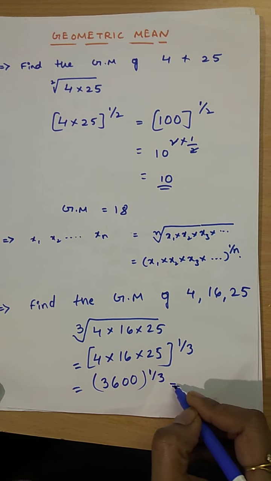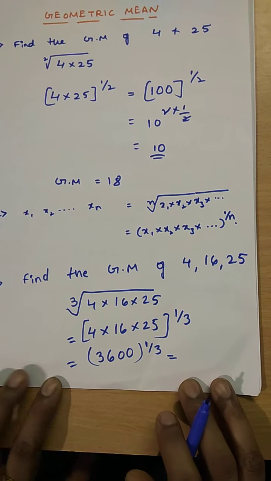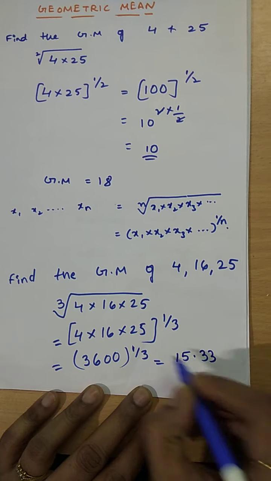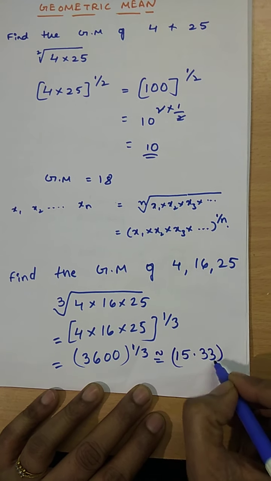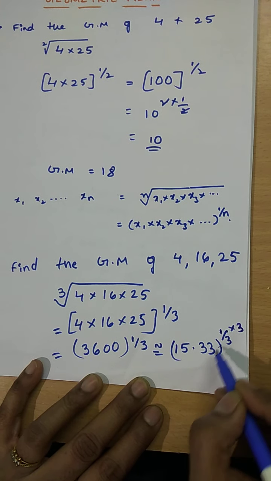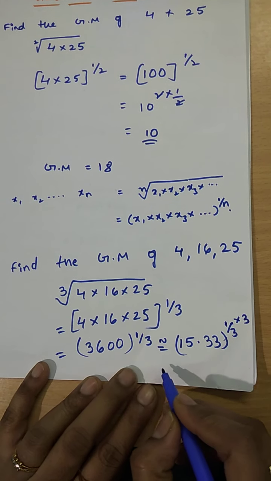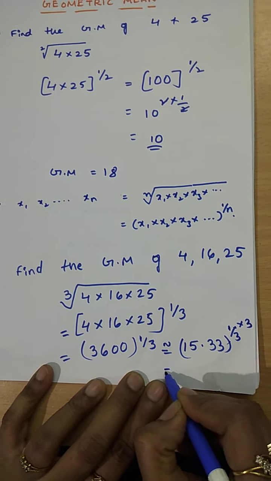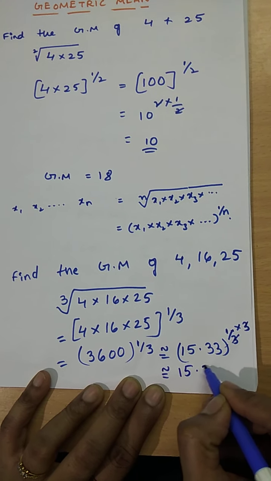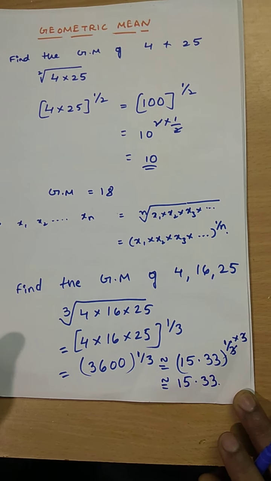By solving this, we get approximately 15.33. Then 15.33 whole power 3 into 1 by 3. 15.33 whole cube is approximately 3600, so the 3s get cancelled. The answer will be 15.33. So this is the formula for finding the geometric mean for an individual series.